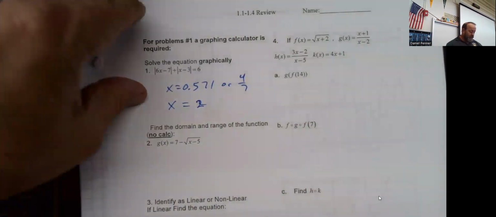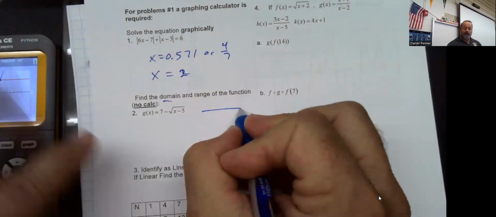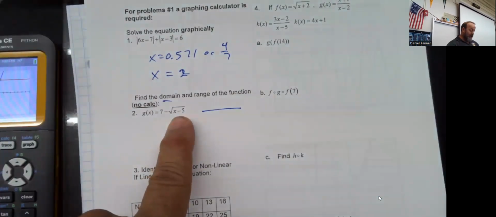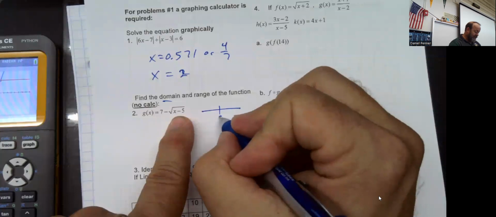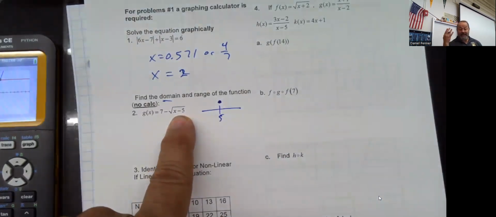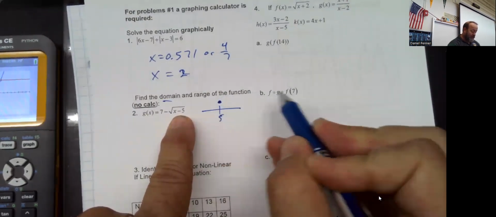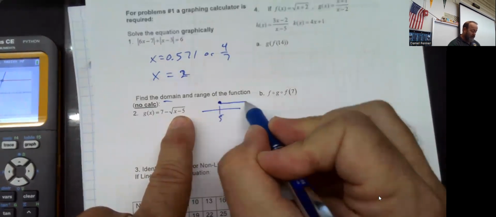Now, for number 2, we wanted to know the domain. Now, I said every time you see a square root or something like that, you should have one. And so I know the number 5 is a significant number. I'm allowed to plug in 5 because I can take the square root of 0. I just can't divide by 0. But if I try to go to the right of 5, like 6, 7, 8, 10, 15, or 100, all of those values are good.